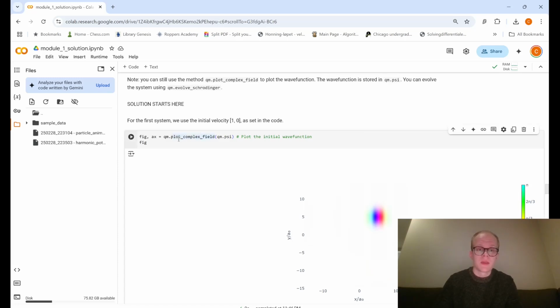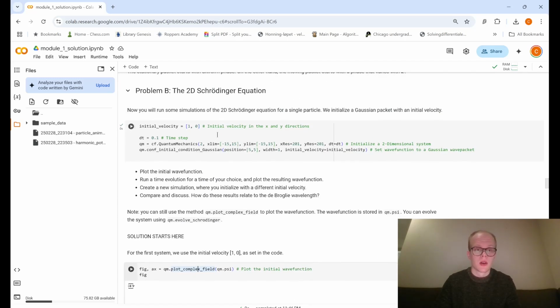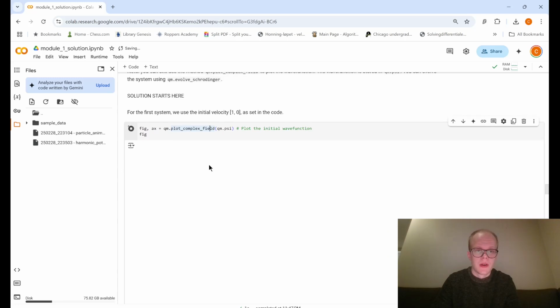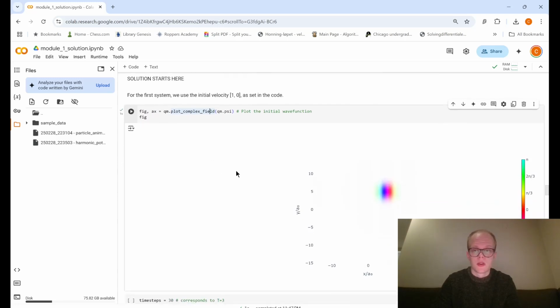So we can still use these same methods for a complex field. They work for two-dimensional systems as well. So this should be pretty much the same as the previous problem. The point here is just to give you some visual intuition for how these solutions behave. All right, so let's plot the initial wave function. We see we have this Gaussian here, where the intensity of the pixel signifies the absolute value of the complex amplitude.